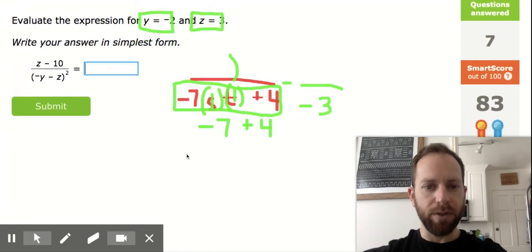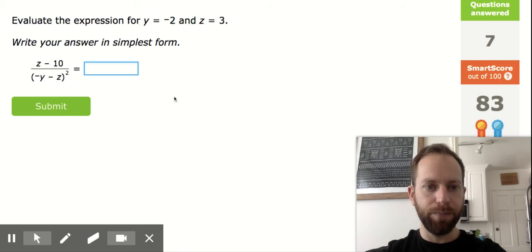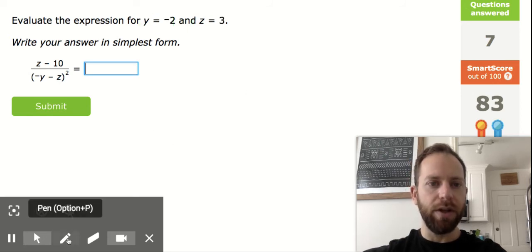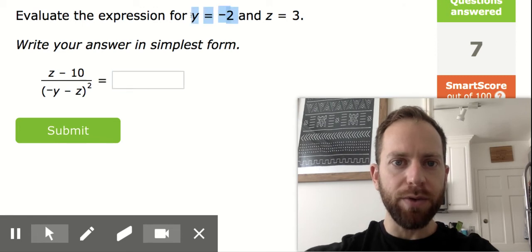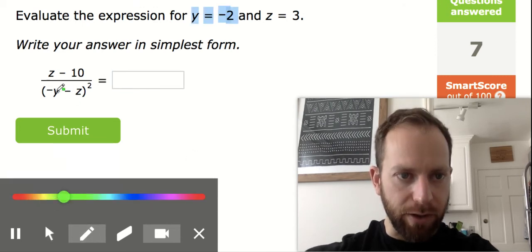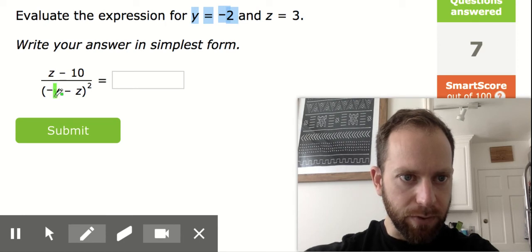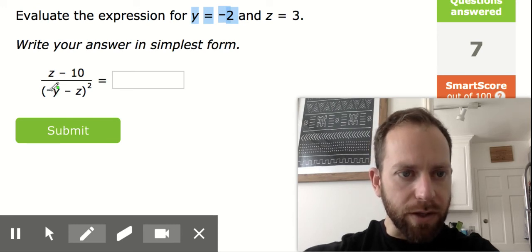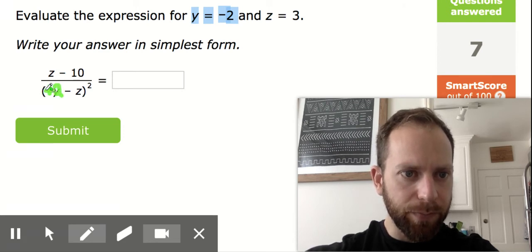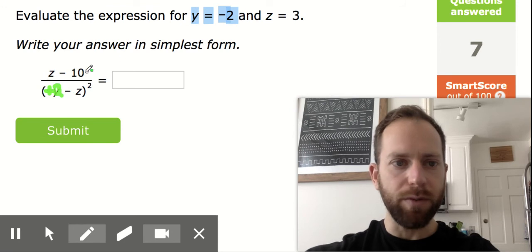All right, this one's a little bit trickier because here we actually have to use the grouping, the parentheses. So let's go ahead and, I think this is spaced out enough that I can just write my answer in here. So let's see, y is equal to negative 2. So wherever I see a y, I'm going to write a negative 2 right here. This is a negative. So when I put in a negative 2, it's going to change it to a positive 2, right? Negative, negative 2. So it'll be a positive 2.